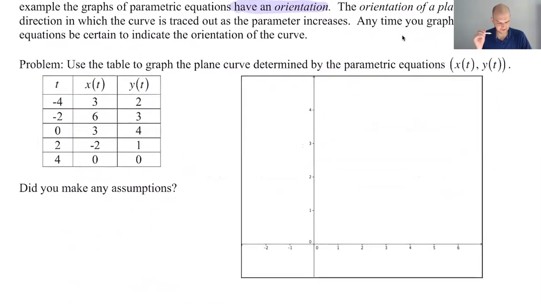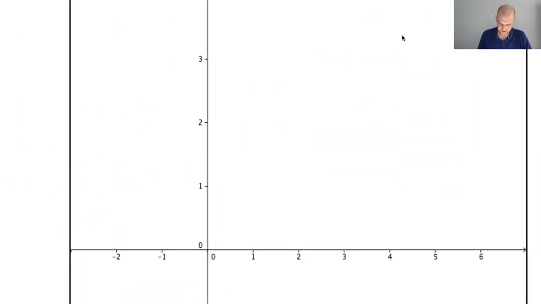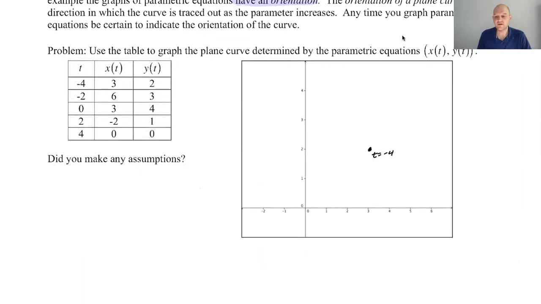Let's do this. Use the table to graph the plane curve determined by the parametric equations x of t, y of t. When t is -4, for example, we know that x will be 3, y will be 2. That's an ordered pair. So if I go to 3, 2, this is where I am when t equals -4, which, I don't know. So what does it mean for negative t values?